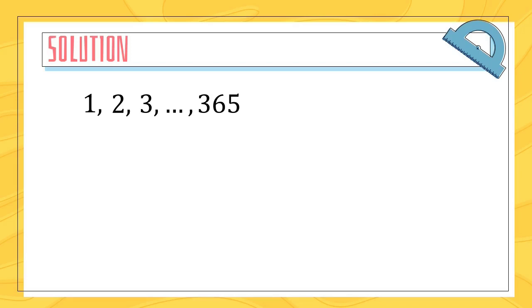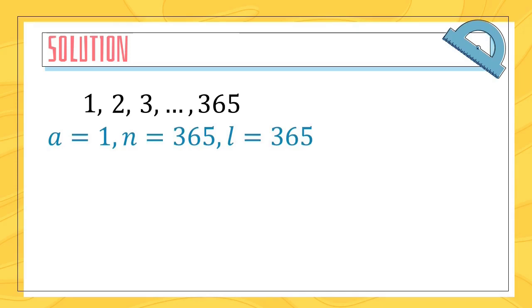Now, how do we determine the sum of money he has saved over the period? How much would he have saved from the first day, which is the 1 cedi, up to the last day, which is the 365 cedis he has saved? How do we sum all these monies up? To do that, we will need to know the first term. The first term represents the amount of money he saved on the first day. The first day he saved 1 cedi, so that is represented as A equals 1.